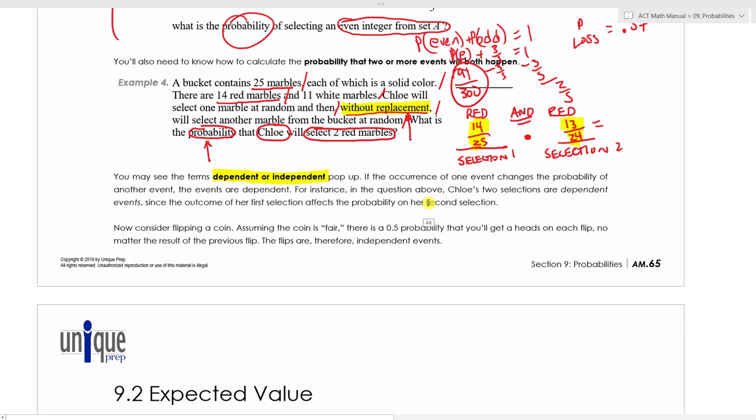A really good example of independent events would be flipping coins. When we flip coins, the outcome of one flip has absolutely no bearing whatsoever on the outcome of a subsequent flip, and that is written down here. We have a 0.5 probability that we'll get a heads on each flip, and that has no bearing on what we will get on any subsequent flip, which means coin flipping is an example of independent events.